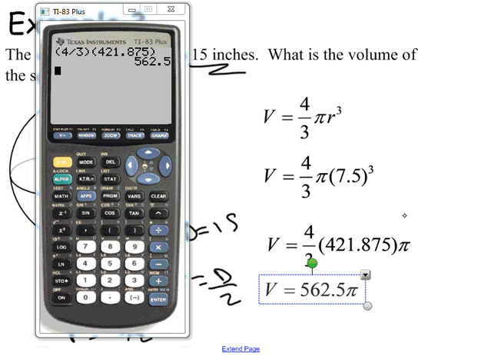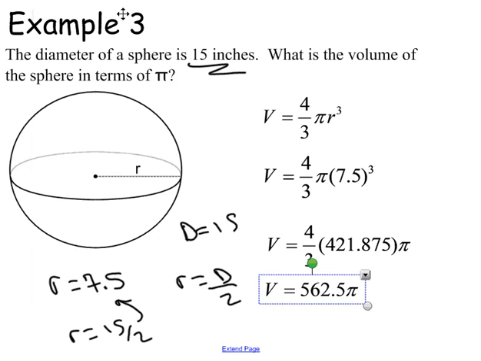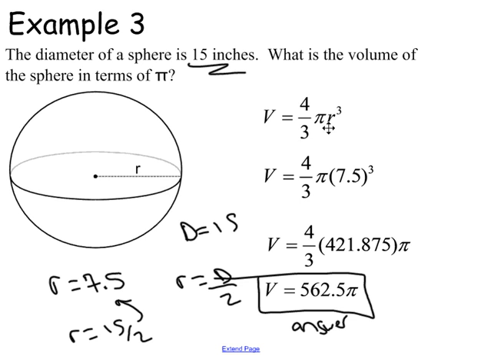pi. Does it want the answer in terms of pi? What's it say? What's the volume in terms of pi? Yeah, it does want it in terms of pi, so you're not going to multiply the pi. You're just going to leave it there. That's your final answer. So basically, very straightforward. Volume of a sphere is 4/3 pi r cubed. Oh, and I forgot my units, right? So 562.5 pi inches cubed. Very straightforward, right? The formula is 4/3 pi r cubed. You have your radius, just plug it in and simplify it.